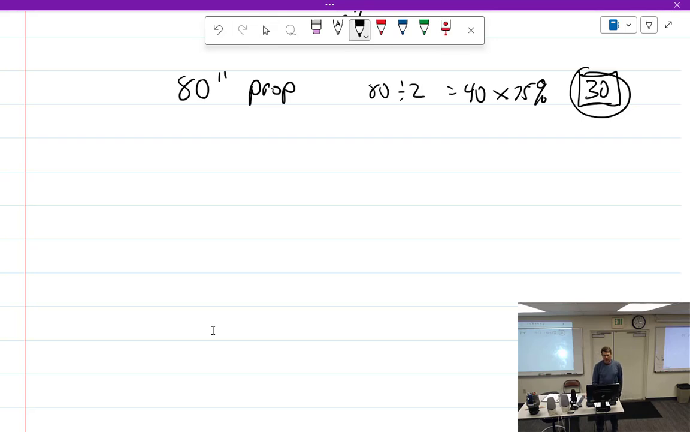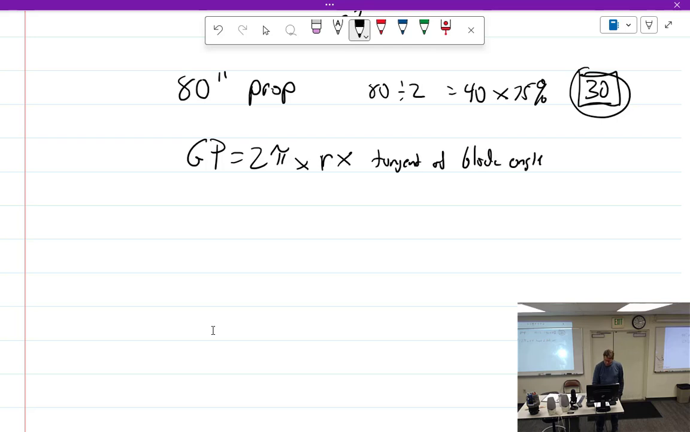There are a couple of different formulas. I use one in the lab, and here I've got another. It will say the geometric pitch equals 2 times pi times the radius times the tangent of the blade angle. So what do we get? 2 times pi times, what's my radius?